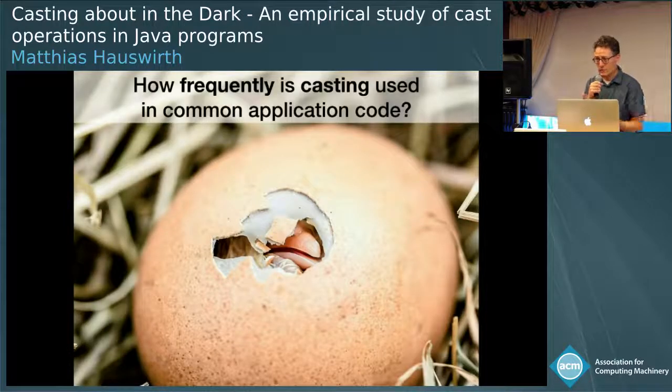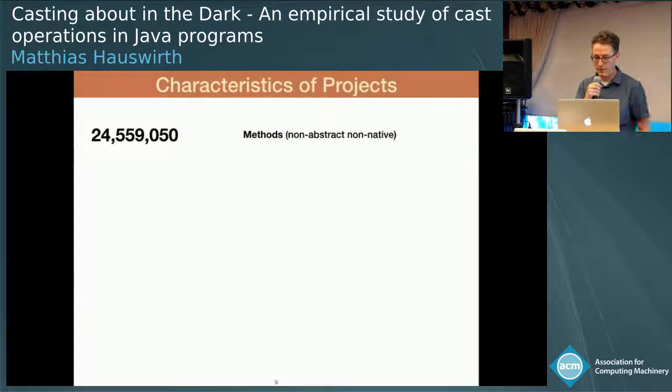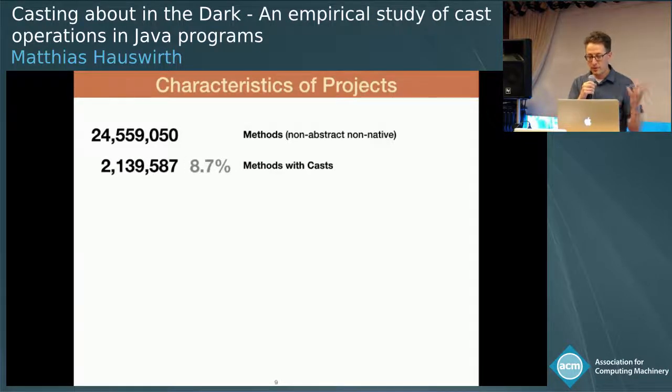Now, talking about how frequently casts are actually showing up in those projects. Overall, we looked at 24 million methods that contained implementation, and out of those, 2.1 million had at least one cast in them. So that's about 8.7% of the methods we studied containing casts. So casts are being used.